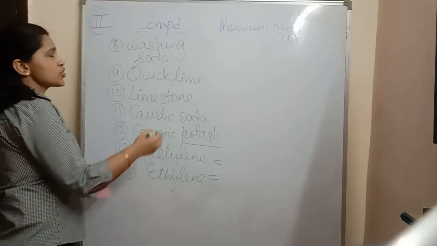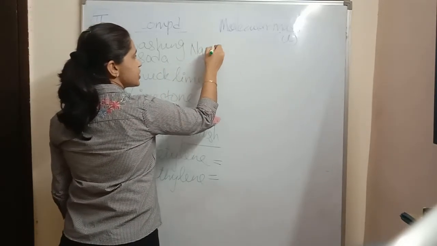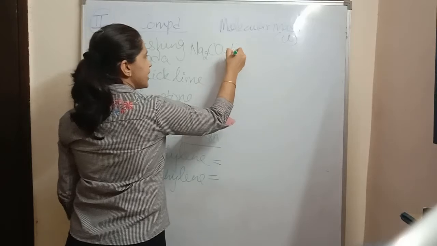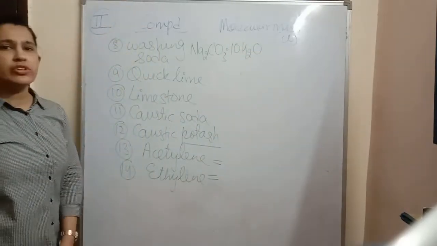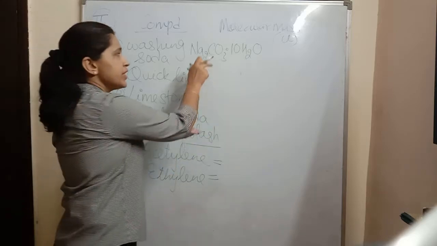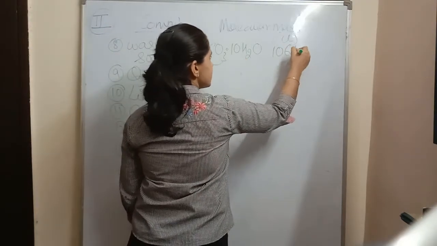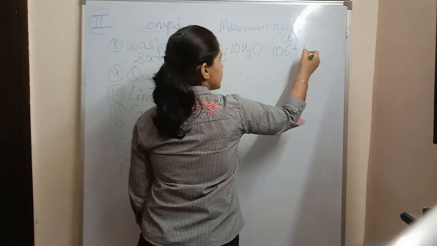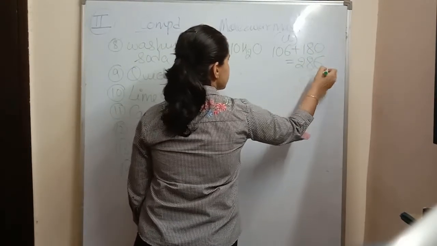Right. What is washing soda? Washing soda is sodium carbonate decahydrate, Na2CO3·10H2O. What is the molecular mass for washing soda? It is 106 for Na2CO3, plus 10 water, 180. So it is equal to 286.